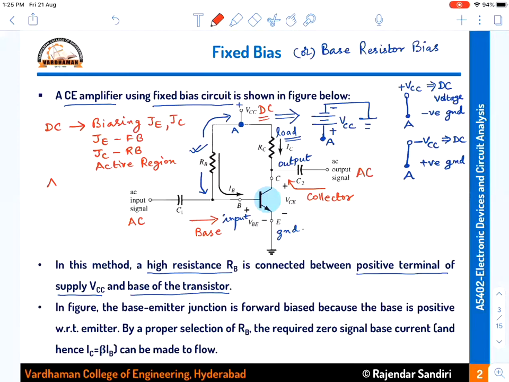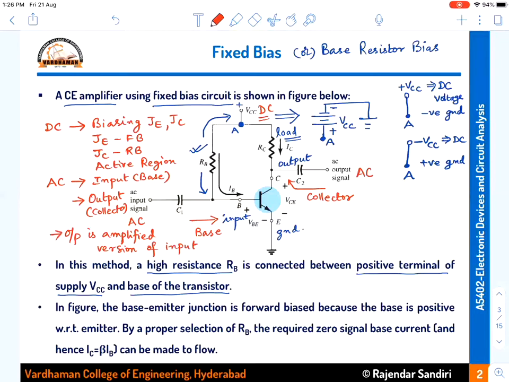Now what is that AC? AC is applied to the input. Input in this case is the base. And you will be getting the output at the collector. Output is at the collector, and the output is an amplified version of the input.